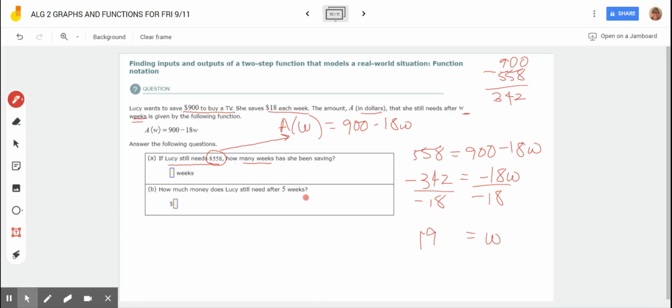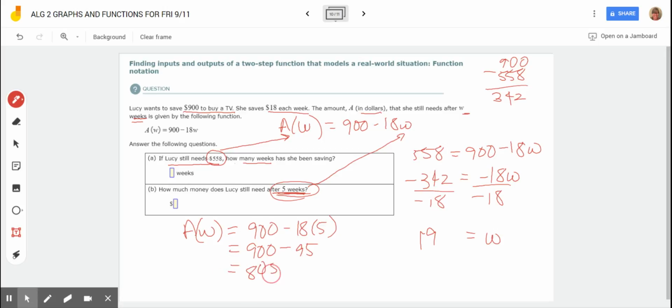How much money does Lucy still need after 5 weeks? They're giving you the 5 weeks so that you're going to plug into there. A of W, or the function A of W, is equal to 900 minus 18 times 5. 900 minus 5 times 18 is 5 times 20 minus 5, which is 95. 800 and, okay, $805.